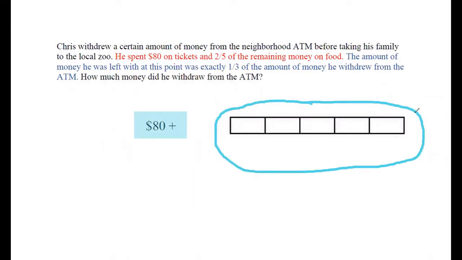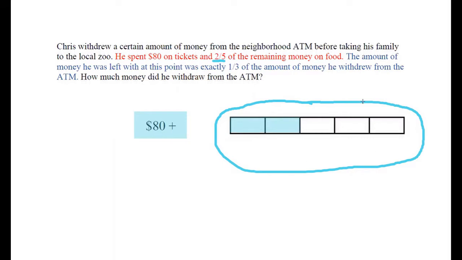But we do know one thing. He used two-fifths of the leftover money. That two-fifths, the fifths tell me to cut this rectangle into 5 equal parts. And we do know that he used two-fifths of the remaining money on food. This was gone because he bought some food with it.